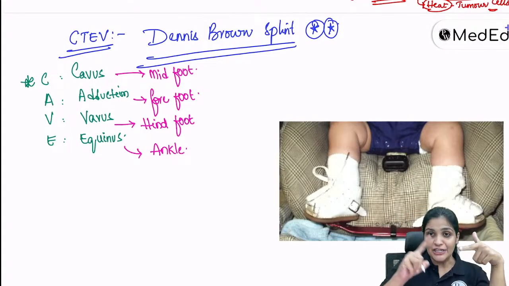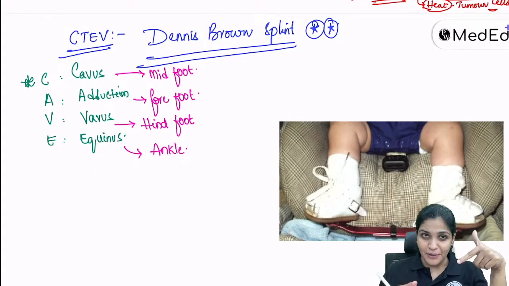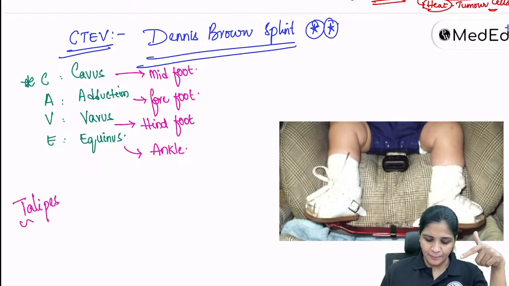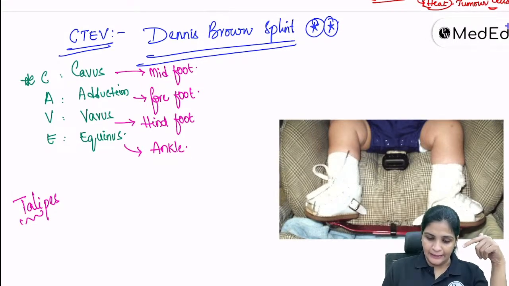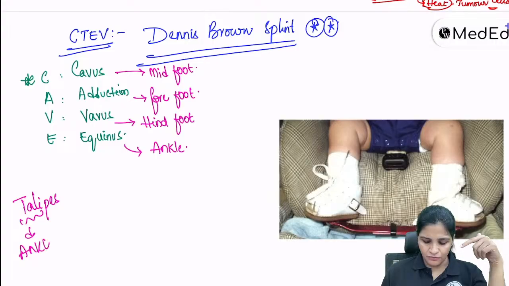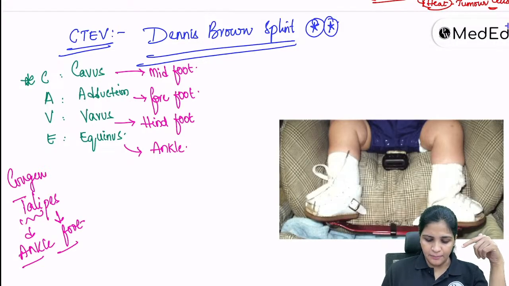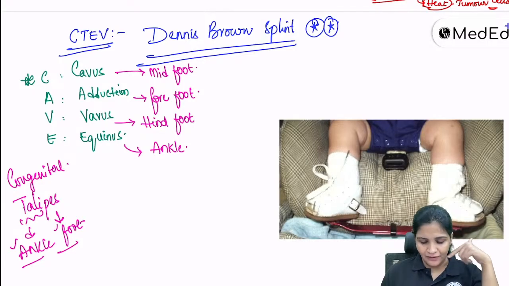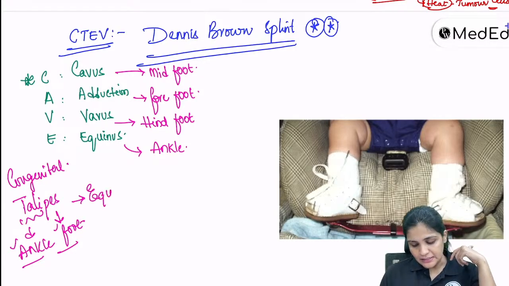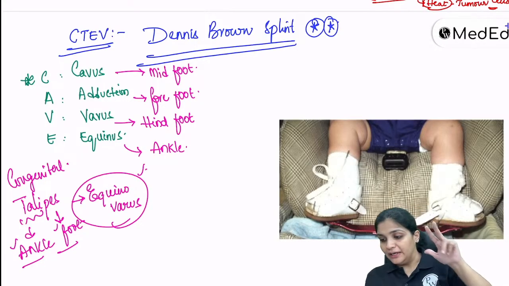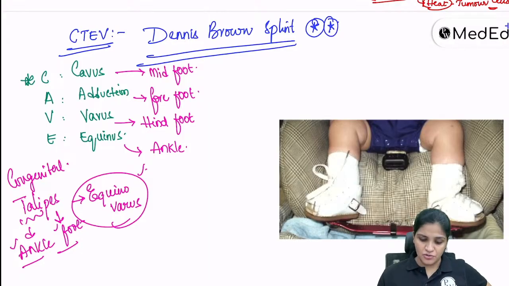So this is congenital. Congenital means it is by birth. Talipes: talus means ankle, and pes is foot. So congenital, by birth, there is deformity in the ankle and foot. What are those deformities? Equinovarus. Is that clear? These two are very important. Equinus and varus deformity are very, very important. So that is the meaning of your CTEV.